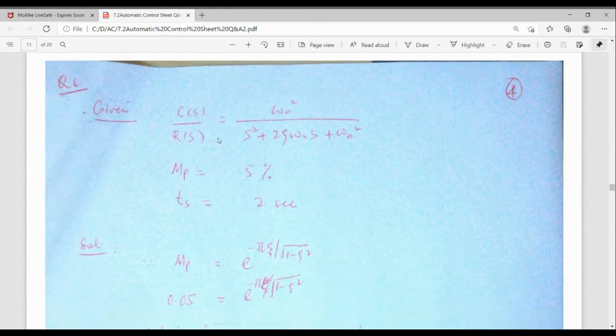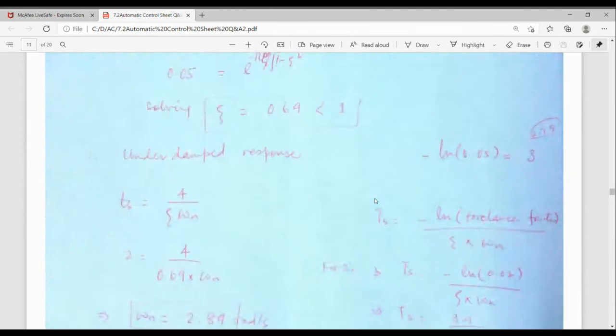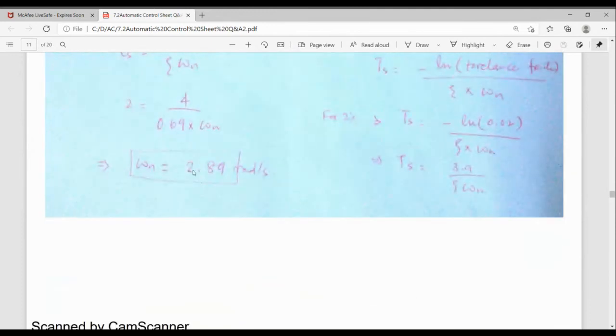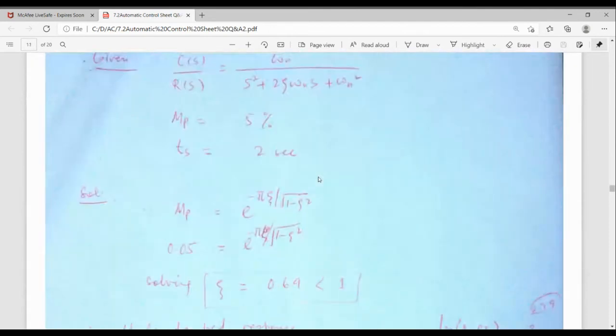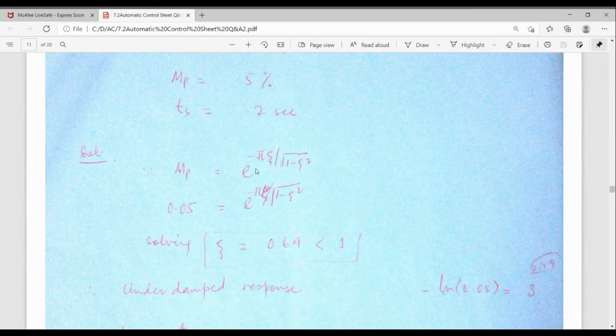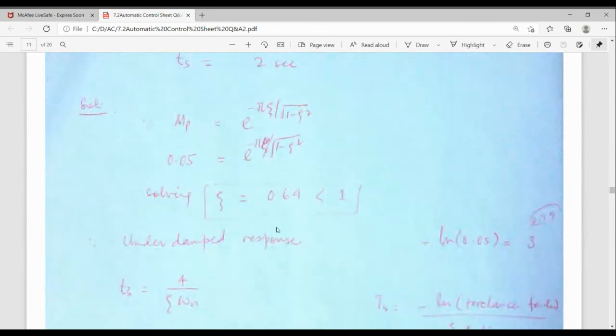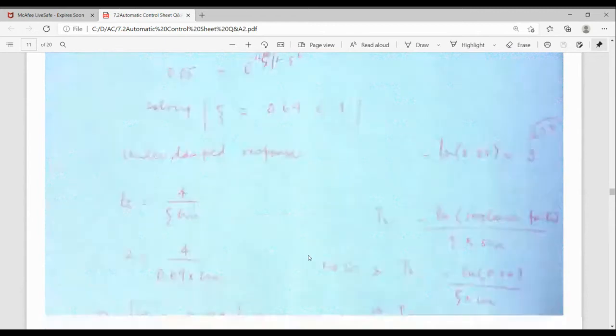And coming to question number 6, here the standard equation is given along with maximum peak overshoot and settling time. By using these two values, we will be finding other values such as zeta, omega n, and that's it. Okay, all the values we will see. Maximum peak overshoot, the formula is here, and zeta is not given. So substitute here, and by solving you will get zeta as 0.69, that is less than 1. This is also under damped response.